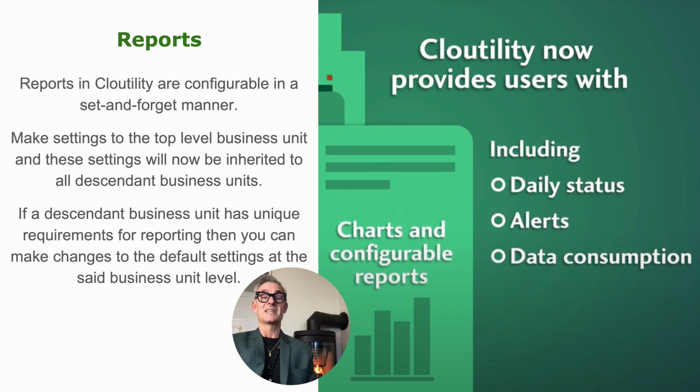Of course, if a descendant business unit has requirements different from your default settings, then you can change the settings for this business unit and its descendants. Privileged users can view reports in the Cloutility user interface, and reports can also be emailed automatically to recipients on a daily, weekly, or monthly basis.